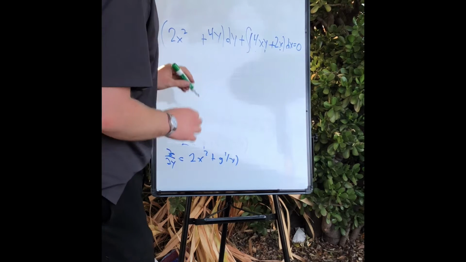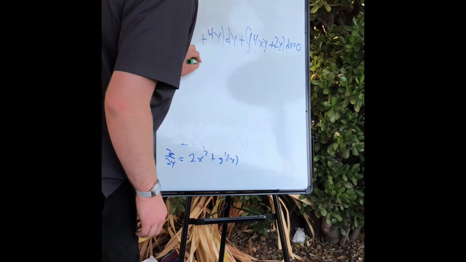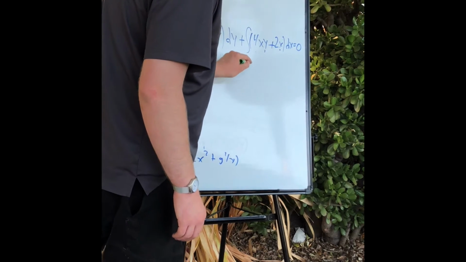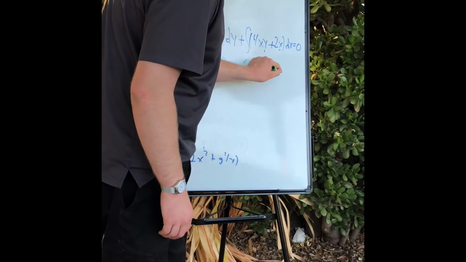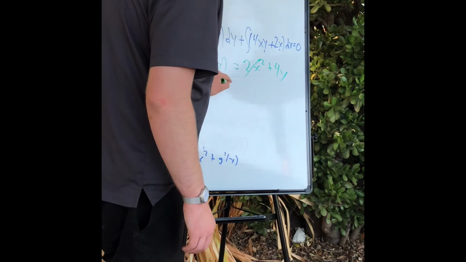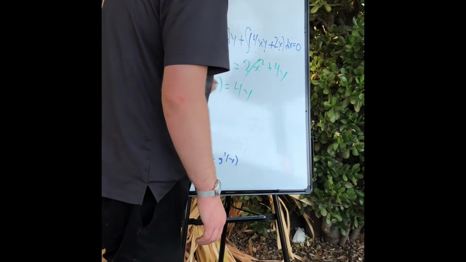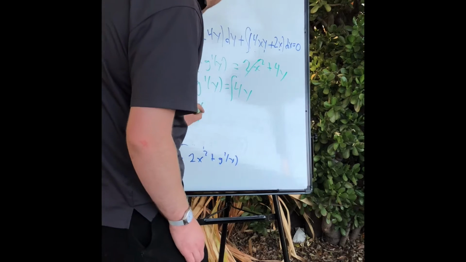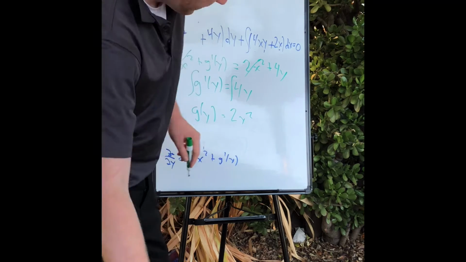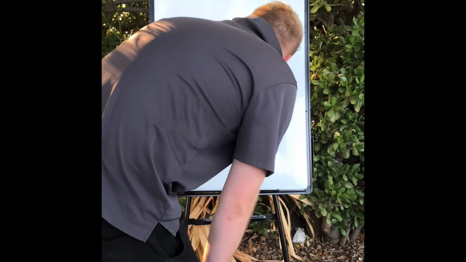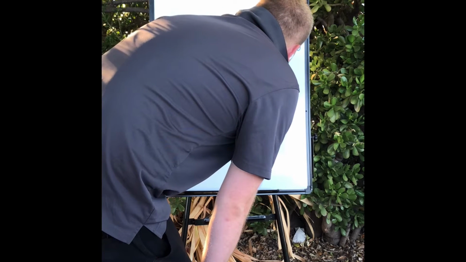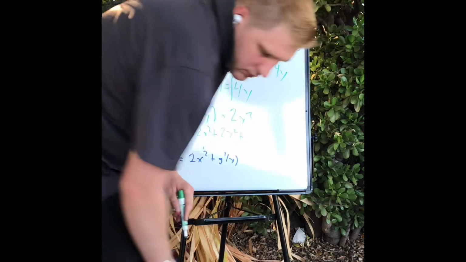So we have 2x squared plus g prime of y. And now we're going to set it equal to this one, 2x squared plus 4y. And you can see that this and that cancel, so we have g prime of y is equal to 4y. And we just integrate, and now we get g of y is equal to 2y squared. And then we can just combine these. So 2x squared plus 2y squared. Is that right?